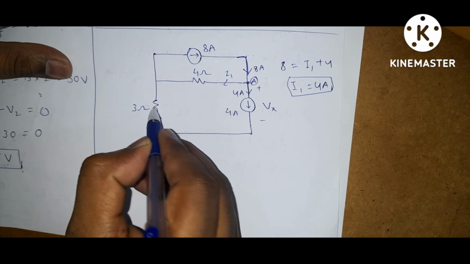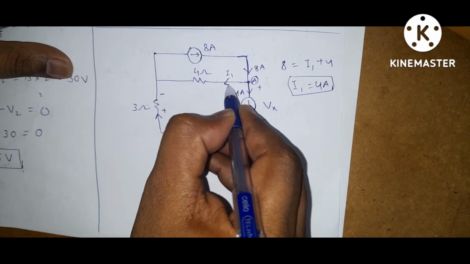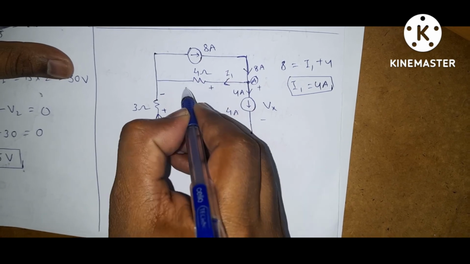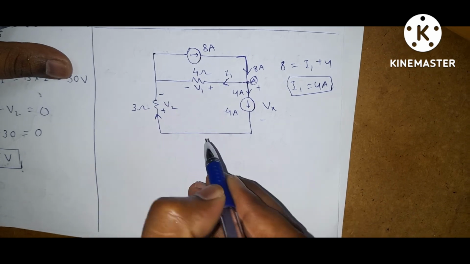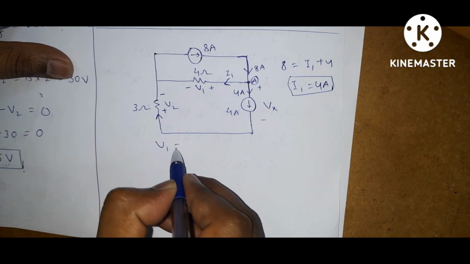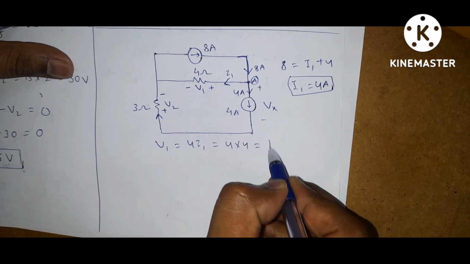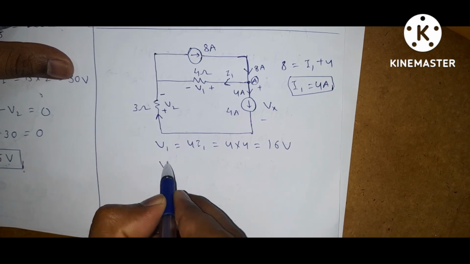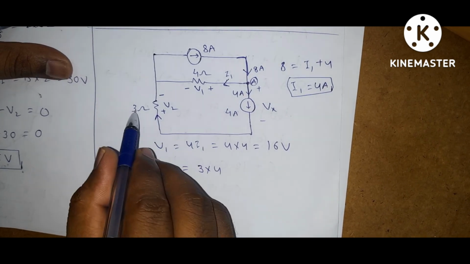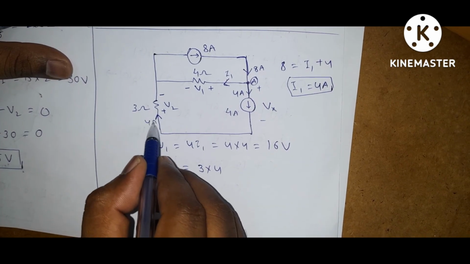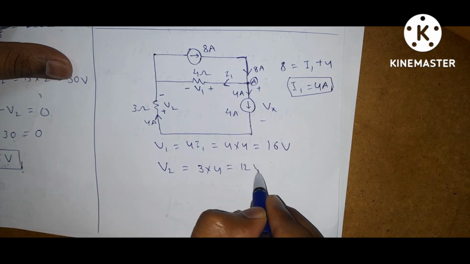Current enters here, so this is positive, this is negative. Here current is also entering, so this is positive, this is negative. Let it be V1, let it be V2. What is V1 here? V1 is equal to 4 I1, 4 into 4, 16 volts. What is V2? V2 is 3 into 4. This current is 4 amps. So V equals IR, 3 into 4, 12 volts.